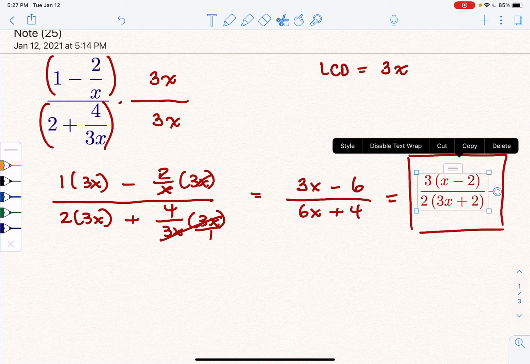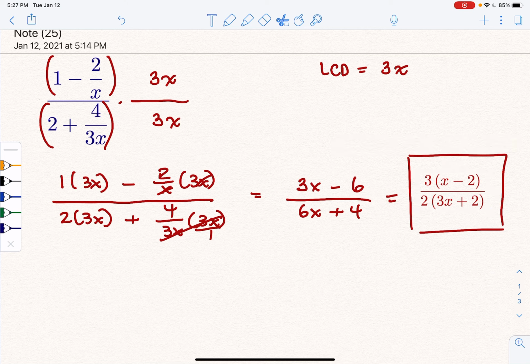And that is how we know that our complex fraction is in its simplest form, when it's written as a single fraction. No more complex fraction. We're good to go.